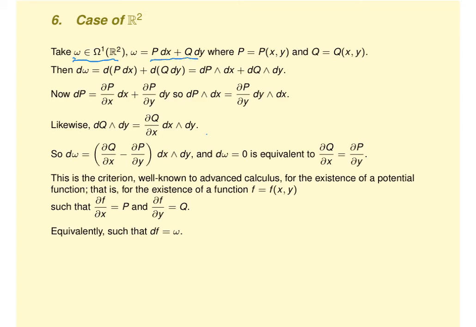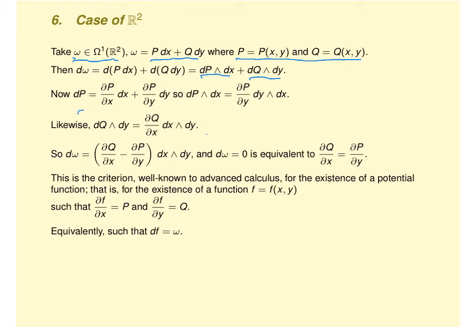P and q are smooth functions, both of x and y. And to work out d omega, d of course preserves addition, so it's d of p dx plus d of q dy, and d of p dx is dp wedge dx, and d of q dy is dq wedge dy.